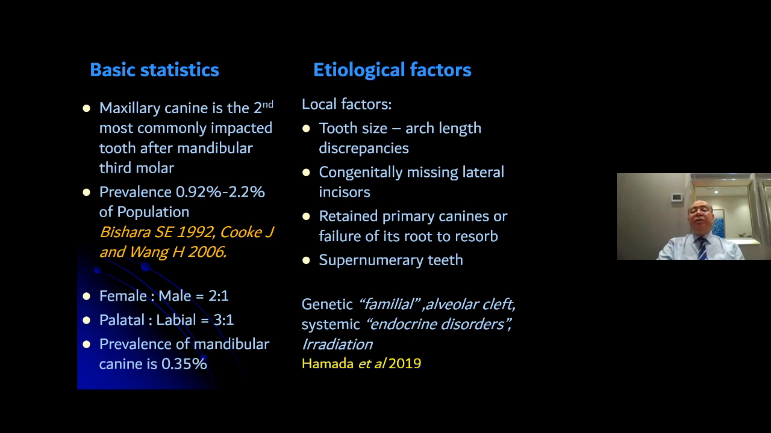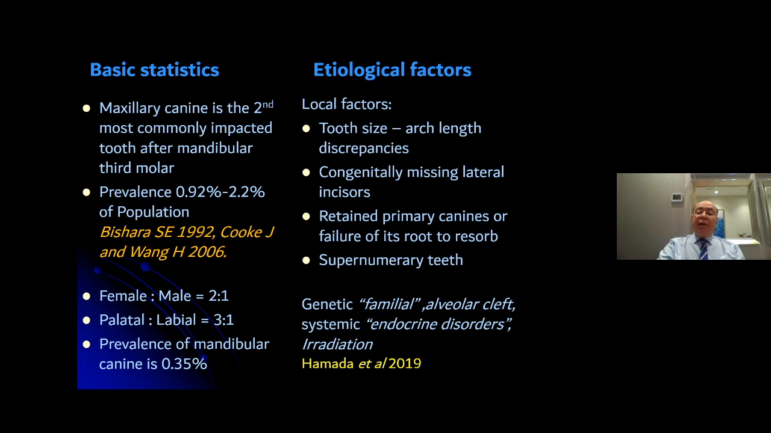I'm not going to dwell so much on the etiological factors. I'm just going to summarize them. There are either local factors, as I mentioned earlier, that affect the path of eruption of the tooth, or there are some systemic and genetic factors. The most common one is the tooth size in relation to the length of the dental arch. The other theory is the lateral incisor. One of the theories is that the lateral incisor root guides the canine into its position. So if the tooth is missing congenitally or because of loss due to trauma or any other cause, the canine may not find its way or the right way to the alveolar ridge. Again, anything that is blocking the canine, like a supernumerary tooth or a retained deciduous tooth or its root, can contribute to that impaction.